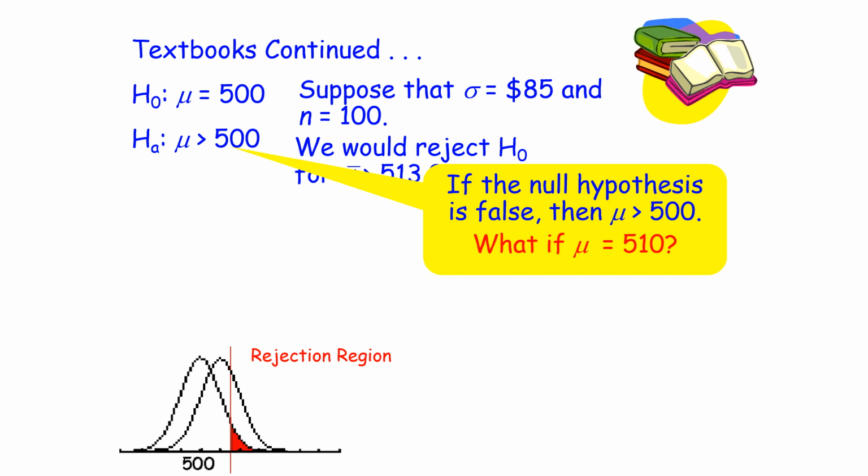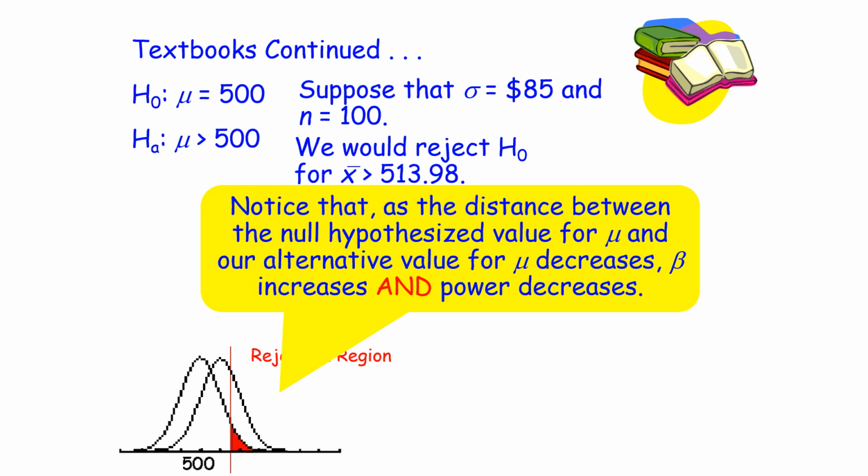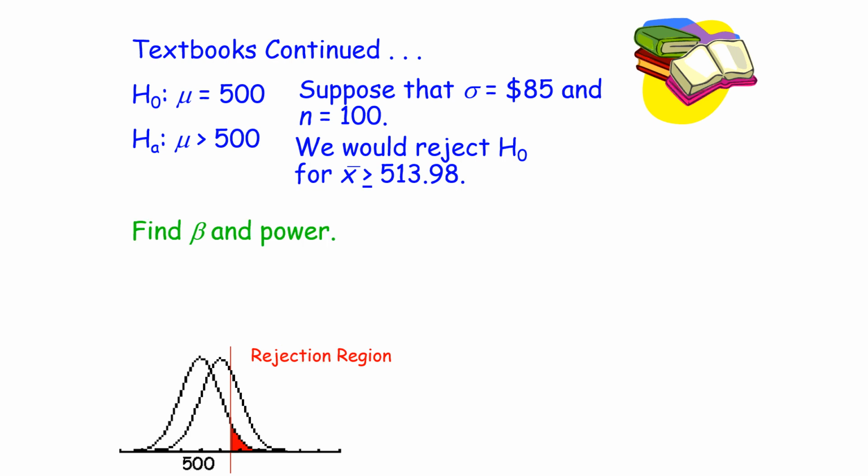So what if mu is 510? Notice that as the distance between the null hypothesized value for mu and our alternative value for mu decreases, beta increases and the power decreases. So we're going to find beta and our power. So plugging those in gives us a beta of 0.68 and a power of 0.32.